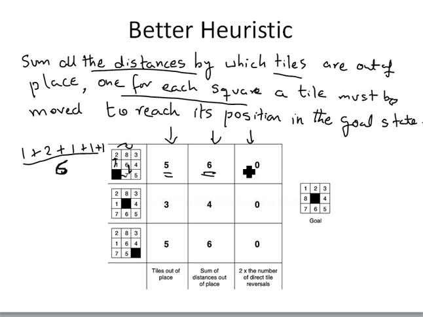So the better solution would be if you could use a heuristic which adds these two together, and if there is, for instance, a tile which needs direct reversal, it will have a value here. Combining these two would give us a better heuristic, or our guess. Okay, and this could be our fourth heuristic, which could be a better choice.